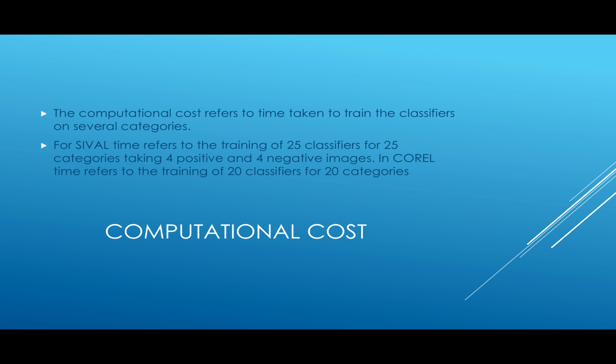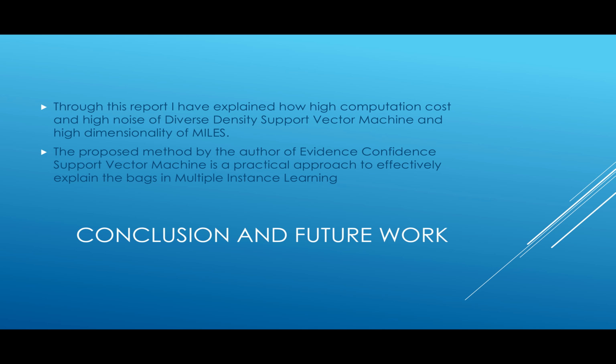The computational cost refers to the time taken to train the classifiers on several categories. For SIVAL, this time refers to the training of 25 classifiers for 25 categories, taking 4 positive and 4 negative images, whereas in the Coral dataset, this time refers to the training of 20 classifiers for 20 categories.